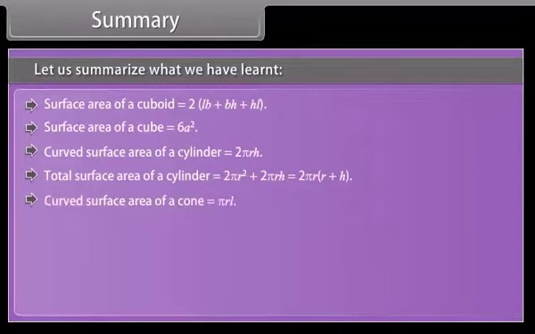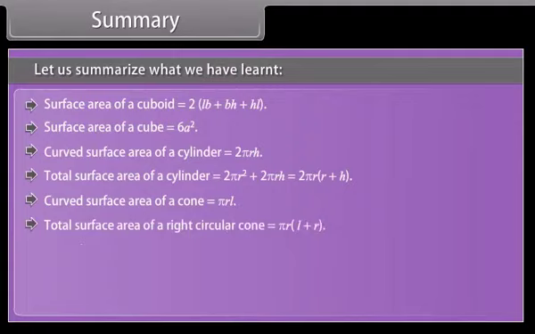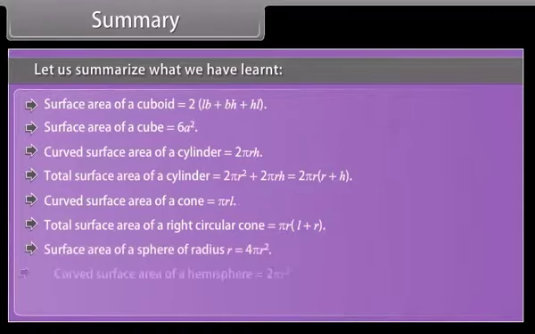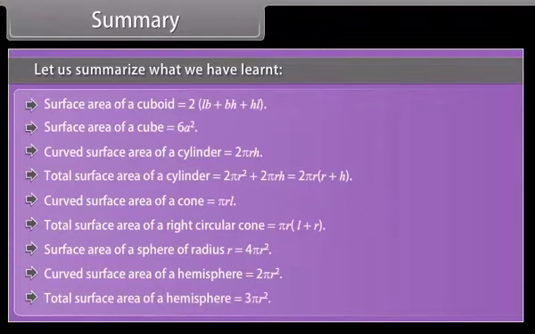Curved surface area of a cone is equal to pi r l. Total surface area of a right circular cone is equal to pi r into L plus r. Surface area of a sphere of radius r is equal to 4 pi r square. Curved surface area of a hemisphere is equal to 2 pi r square. Total surface area of a hemisphere is equal to 3 pi r square.